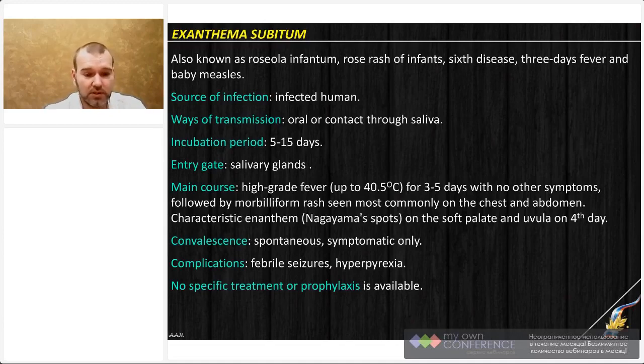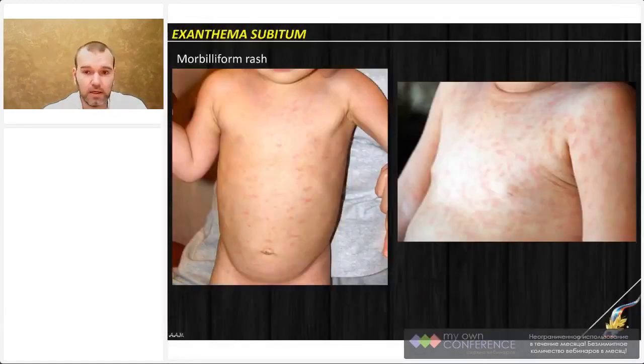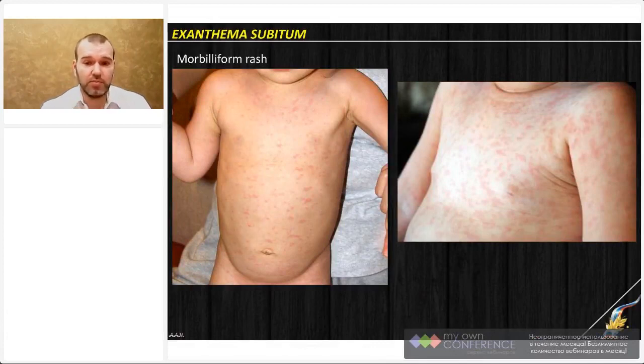So prophylaxis is not available because, again, almost everyone is already infected and we can do nothing here. And actually, I didn't find any data on vaccines against herpes virus 6. Maybe someone will be interested, but companies usually do not see any profit in vaccination because everyone is already infected and no one will buy that vaccine. The company will lose money.